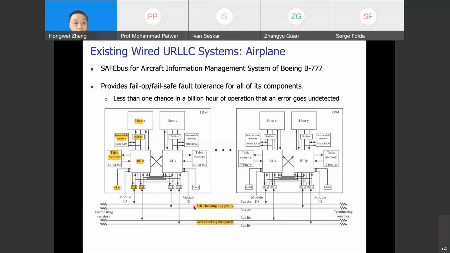And also, if you look at the transmission schedule here, it's hard-coded into this table memory, and the table memory precisely specifies the source, destination, and the data address that is to be transmitted or received, right? So basically everything is very well defined, assuming that we know the system behavior well in advance. So that's what's working in the current wired URLLC systems, right?